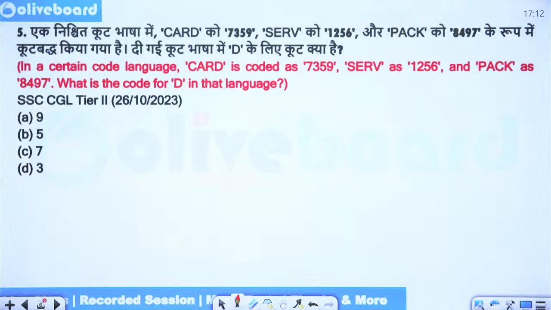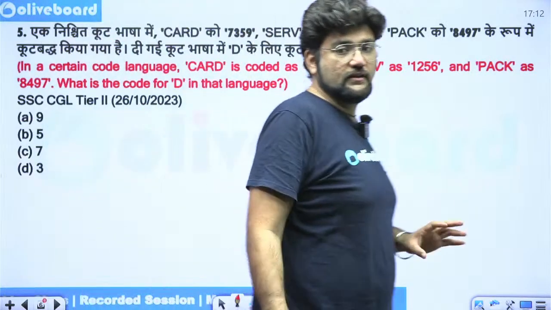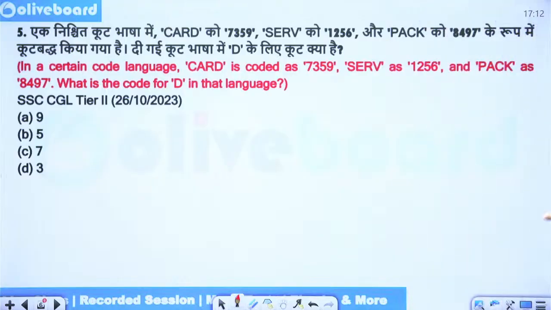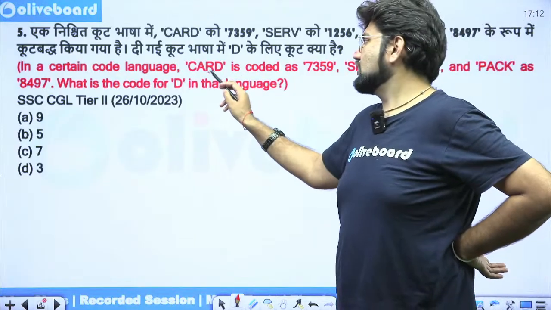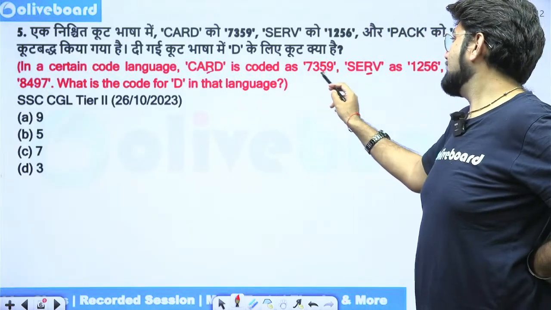Card is coded as this, serve is coded as this, pack is coded as this. What is the code for D? Again, just confirm it once that hopefully this is not substitution coding. If you observe it that way, what do you see? R is common here at the third position. R is common here. We have 5 here and 5 here.